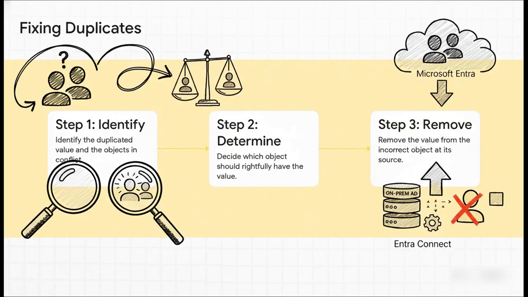The good news, though, is that the fix is pretty straightforward. First, you identify the conflict, which value is duplicated and on which objects. Second, you figure out which user should actually have that value. And third, you just remove it from the incorrect object. But, and this is key, you have to do it in your on-premise Active Directory. The change has to be made at the source, and then Entra Connect will sync that correction right up.